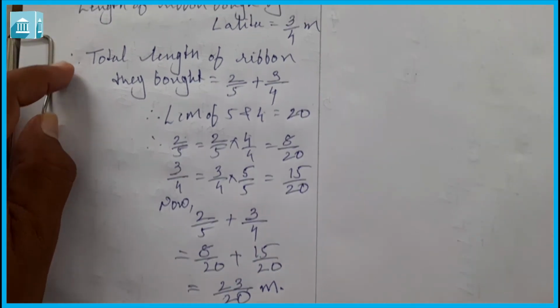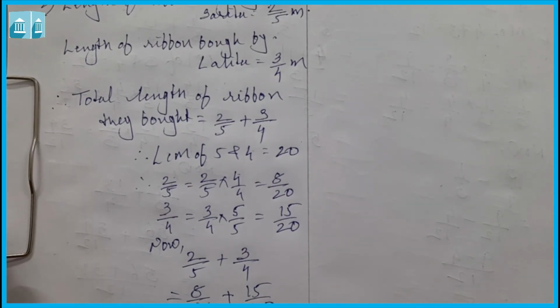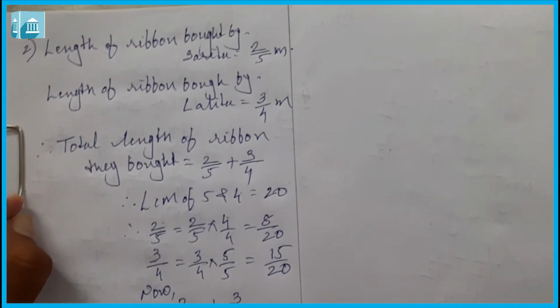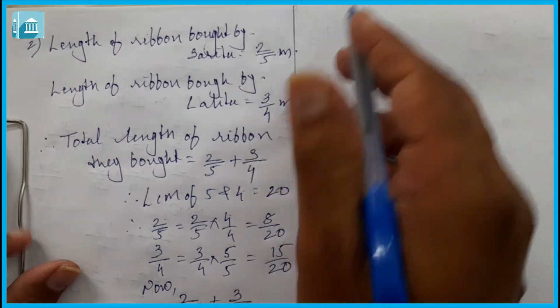Now question number 3, 4, 5 you can do yourself. Question number 4 and 5 you have to do in the textbook only. Let us see question number 6.